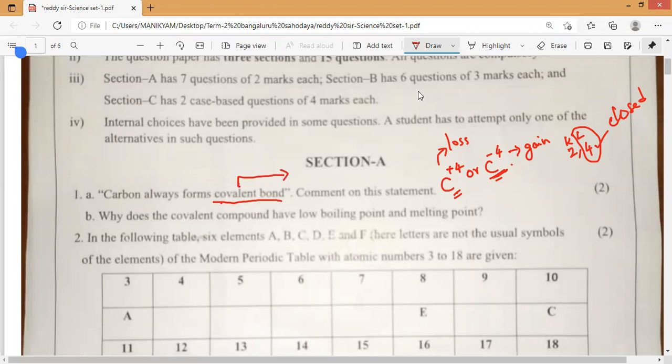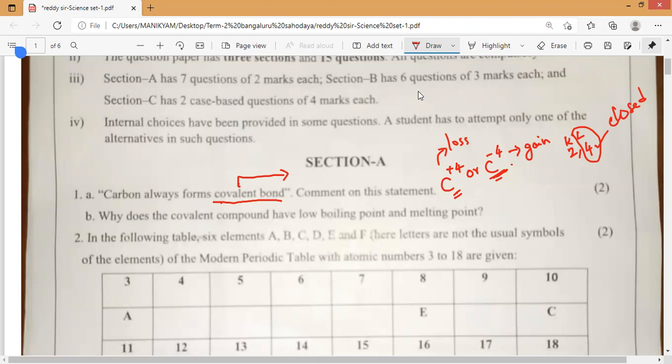So it can neither lose nor gain the electrons. It can only share the electrons. So that is the reason it always forms covalent bond. Like that you have to write point-wise, then only you will get the full marks.